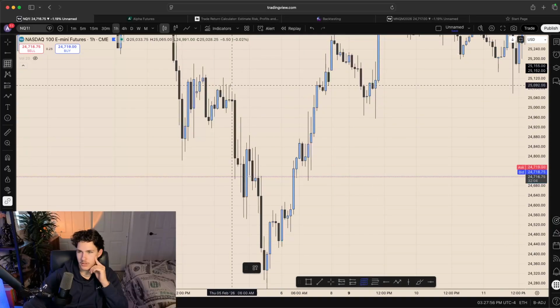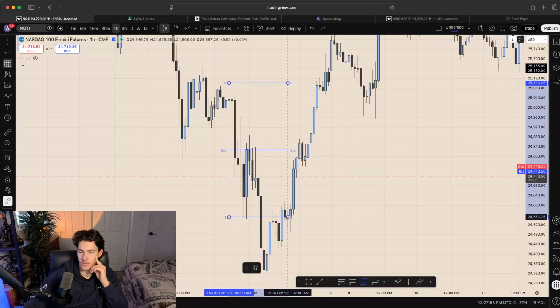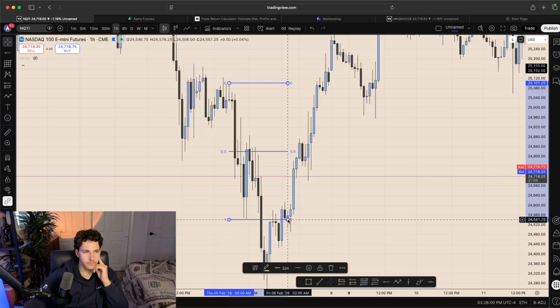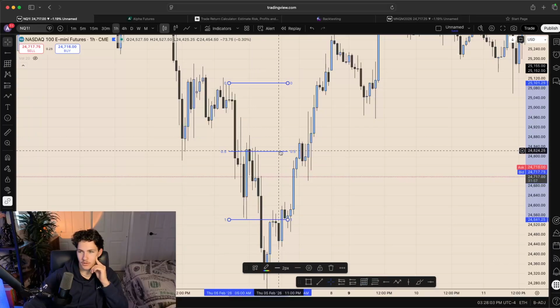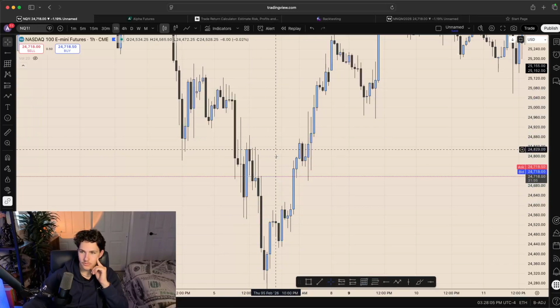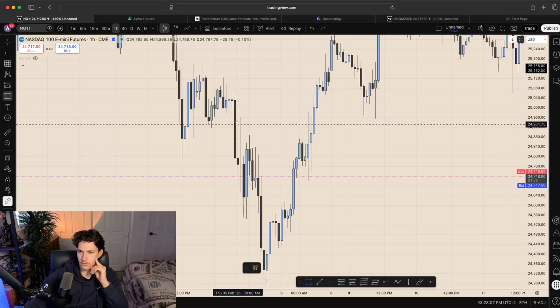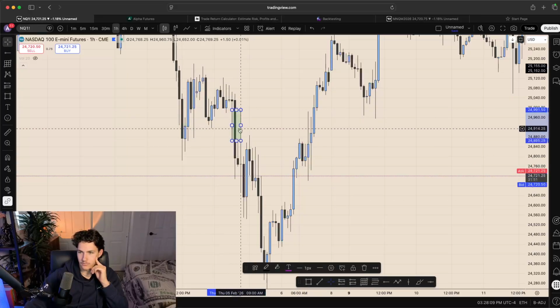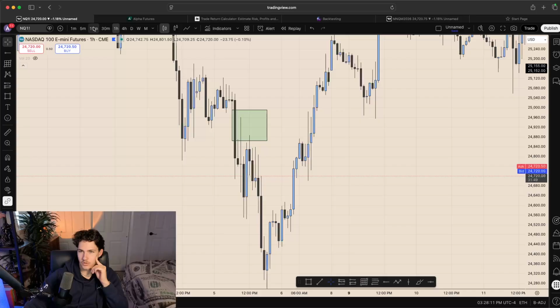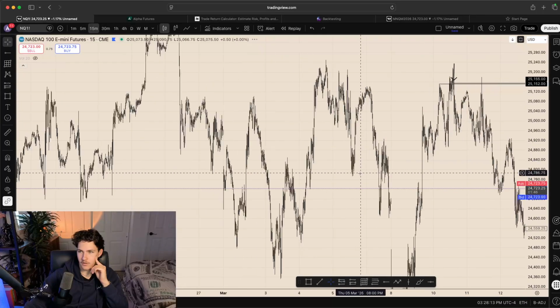Perfect. See this? Move up, then move down. What do we got? Equilibrium. See it? Before we continue lower. What do we also do? Fill the fair value gap. Where? Right here. Right? Let's go down to the 15-minute. Find that area.